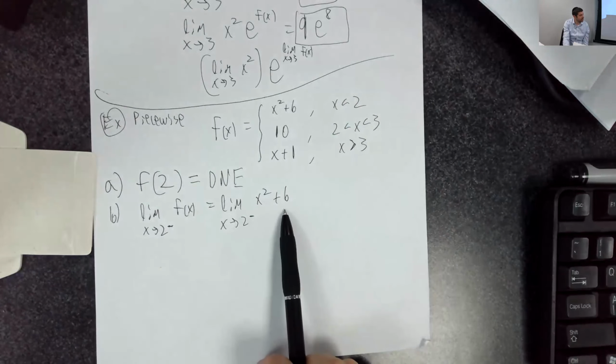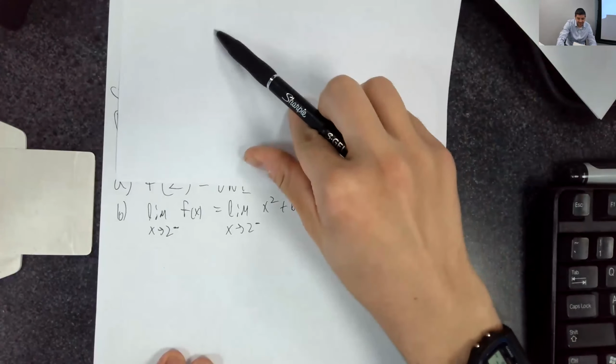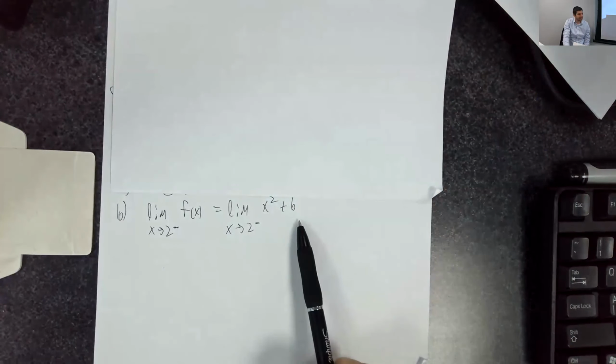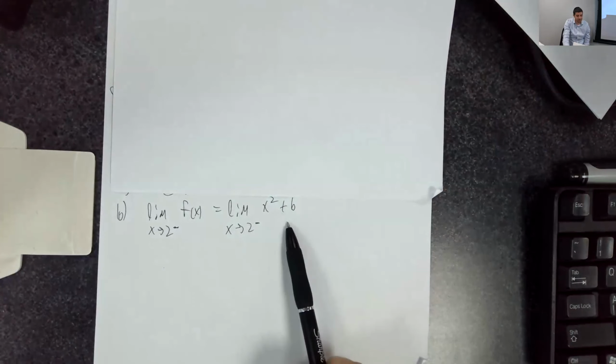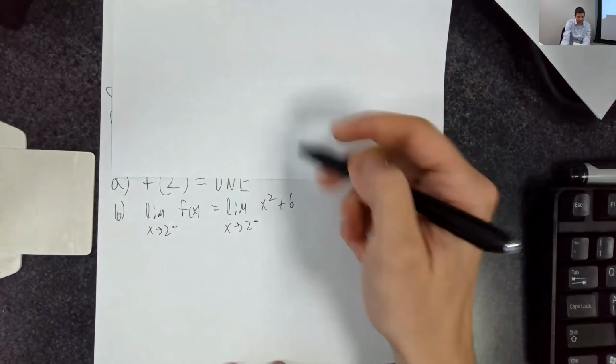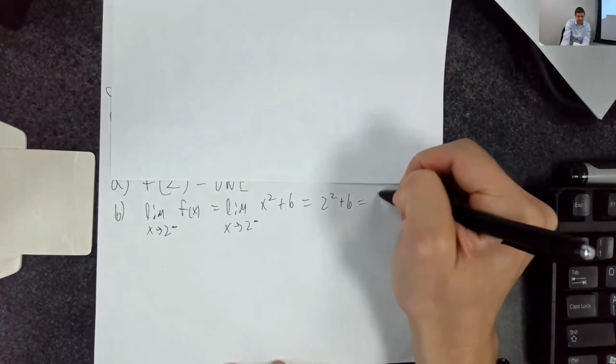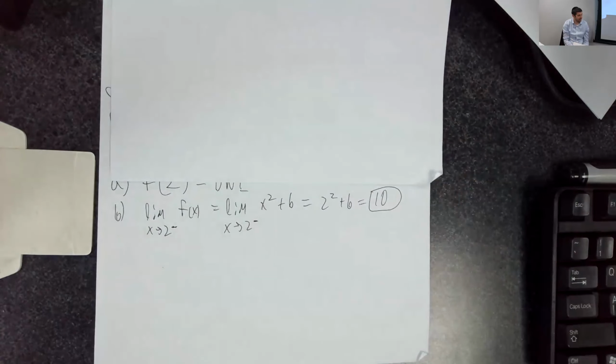Now, x squared plus 6, is that continuous? Now ignore everything else about this problem. Cover it up. I'm just asking you, x squared plus 6, is that continuous? It's continuous. What do we do with continuous? Just plug it in. What's our answer? 10. So we just plug in 2 squared plus 6. That's right. 10.